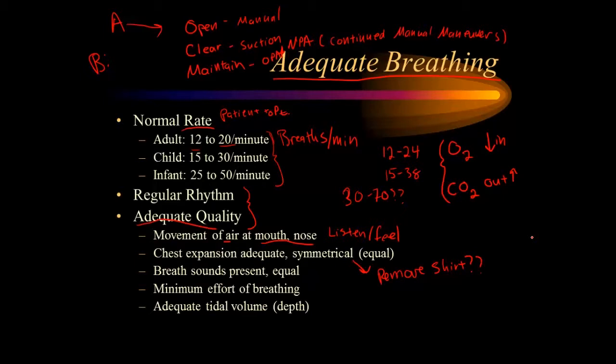Make sure that breath sounds are present and equal, so you're going to use your stethoscope to auscultate the chest. And you want to make sure that they're not only clear, meaning there's no funny sounds, but we want to make sure they're actually there, and that they're equal on both sides. They should have a minimum effort for breathing, so make sure that they're not working really, really hard, and make sure that they have adequate tidal volume. Tidal volume is a fancy word for depth. How deeply are they breathing?